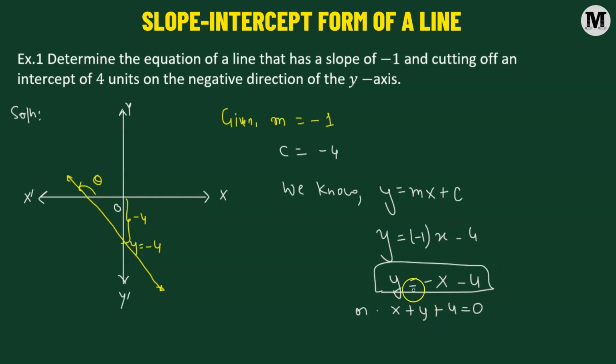So this tells us that the given equation of the line is in the slope-intercept form. Let's go to the next problem.